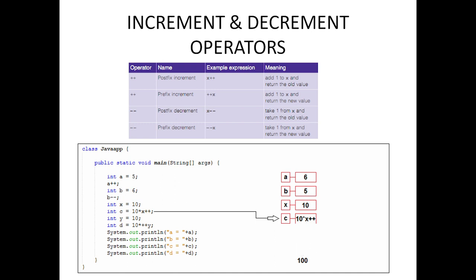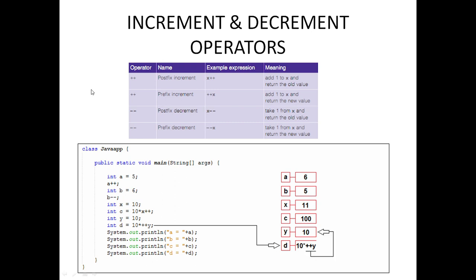Here, this is an example for increment and decrement operator. Here, 10 into x plus plus. First it will take the value as 11 and perform the operation, and the value will be updated next. This is pre-increment. And then perform the calculation and update the value.